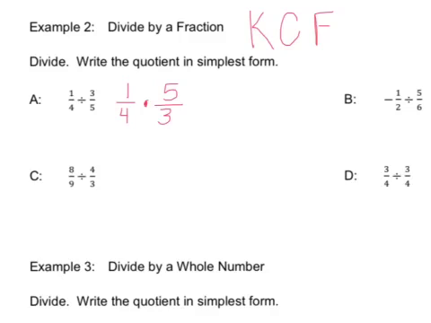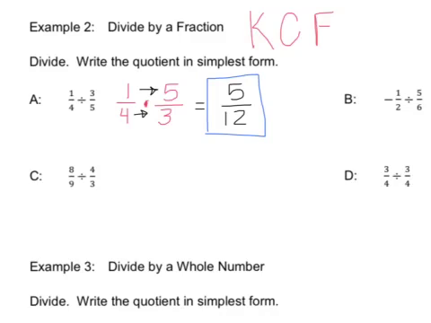So once you keep the first one, change to multiplication, and flip the second one, then you just need to multiply straight across like normal. 1 times 5 is 5. 4 times 3 is 12. Make sure your fraction is as reduced as possible, and then you have your answer. Okay, let's look at B. B is the exact same idea.